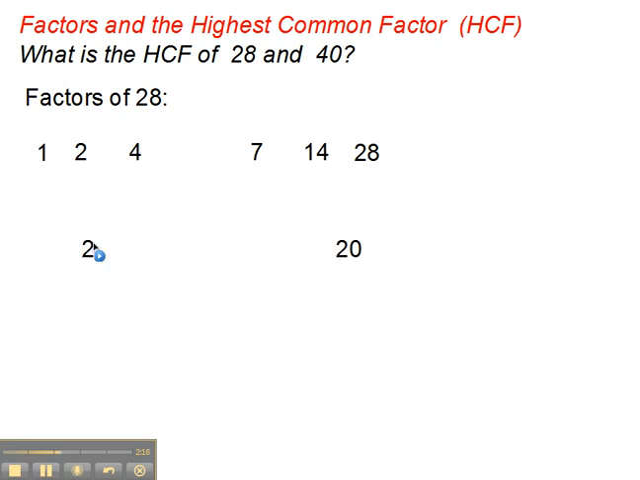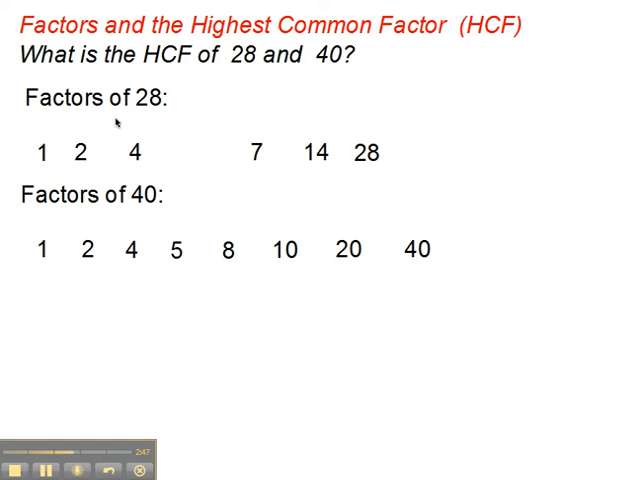Now, what about the factors of 40? 2 and 20 came up there. 1 and 40, of course, are another factor pair. 3 doesn't go. 4, yes, divides into 40 10 times, so 4 and 10. 5, yes, 5 8s are 40, so 5 and 8. 6, no. 7, no. And then we're back to 8 again. So we've got all the factors there of 40.